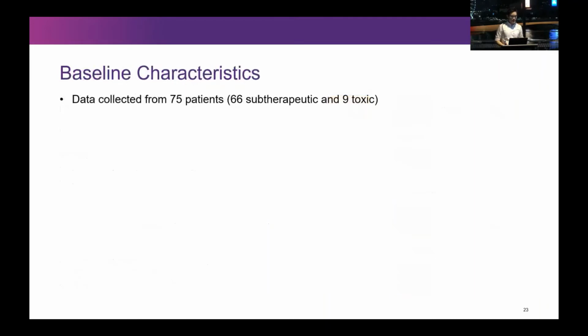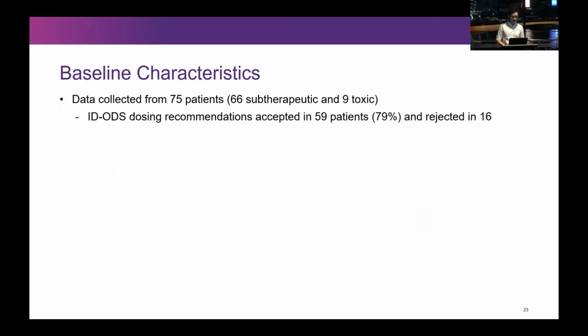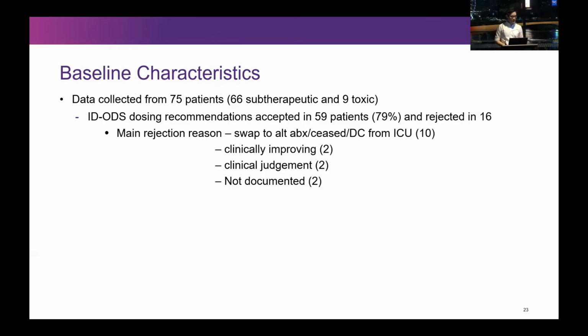In terms of the baseline characteristics of the patients in this particular study, we ended up collecting data from 75 patients, and out of those 75 patients, 66 had subtherapeutic exposures and 9 had toxic exposures. IDODS dosing recommendations, or the software recommendations, were accepted in 59 patients, which works out to be about 79%, and were rejected in 16. We wanted to look specifically at the reasons why the dosing recommendations were rejected.